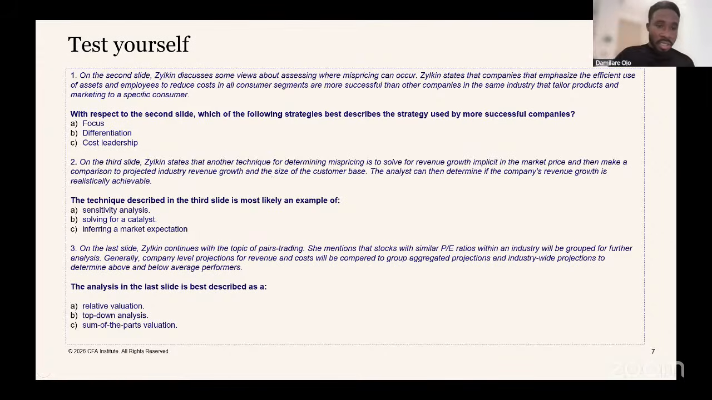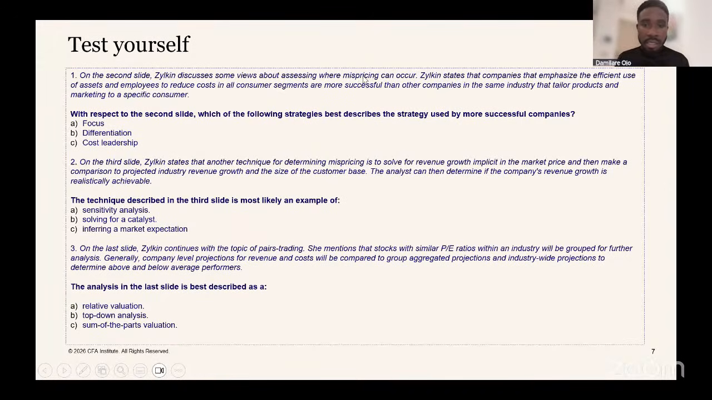So you can just put 3A, 3B, 3C when you're answering question 3, so we are sure. On the last slide, Zilkin continues with the topic of pairs trading. She mentions that stocks with similar PE ratios within an industry will be grouped for further analysis. So stocks with similar PE will be grouped within an industry. Generally, company level projections for revenue and cost will be compared to group aggregated projections and industry-wide projections to determine above and below average performance. A lot of story again. It's just saying you are comparing PE ratios, and then generally company level projections will be compared to those of the group and the industry. Okay, so this kind of analysis is best described as what? Relative valuation, top-down analysis, sum of the parts valuation.